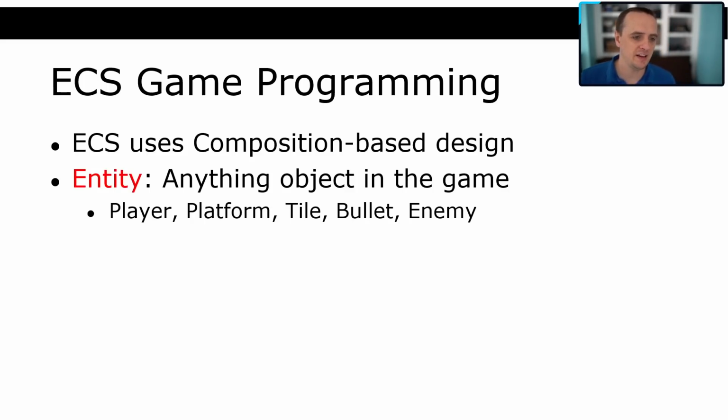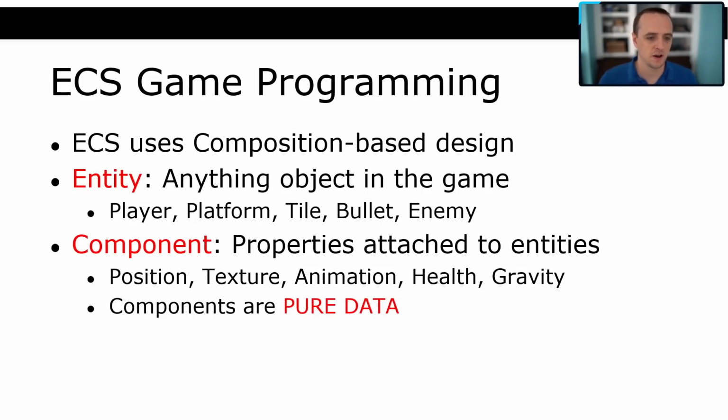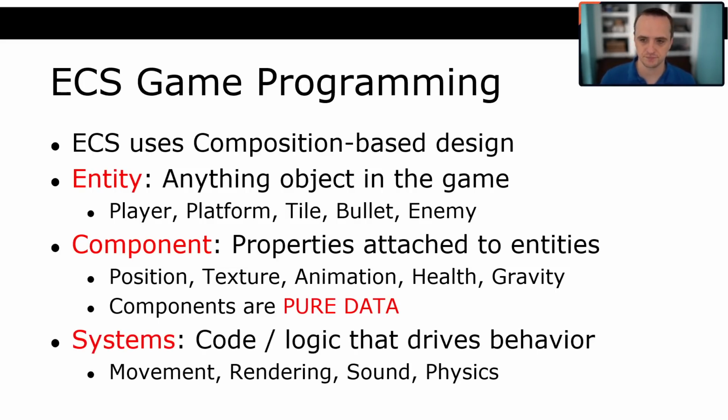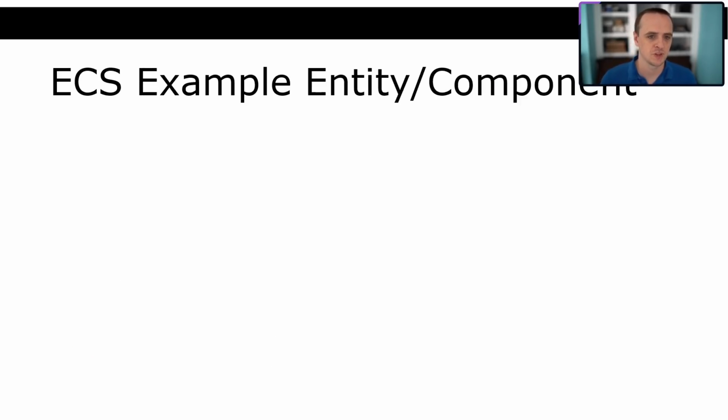An entity is any object in the game, so the player, platform, tile, bullet, whatever. A component is a property attached to entities, so again, position, texture, animation, whatever. The important thing is that in ECS, components are pure data. Systems, that's the S, are the code and the logic that drives behavior. So the movement, the thing that actually updates the position, the rendering, the sound, the physics, those are all systems.